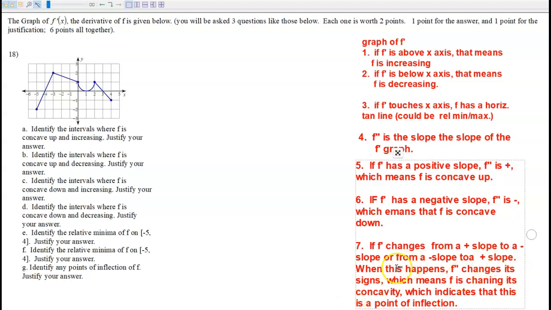So I'll read it one more time. If f prime changes from a positive slope to a negative slope, or from a negative slope to a positive slope, when that happens, f double prime is changing its signs, which means that f is changing its concavity, which means that this is a point of inflection. So there you guys have it.